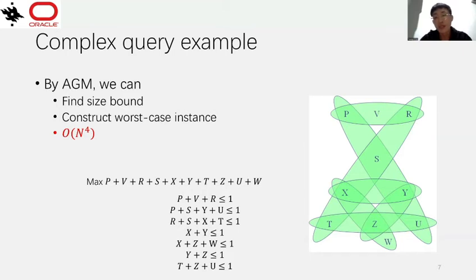So now even given a really complex query like this one, we are able to find the size bound of it just by maximizing the Cartesian product of all unique values, constraining each table to O(n). So the size bound for this query is n to the power of 4.